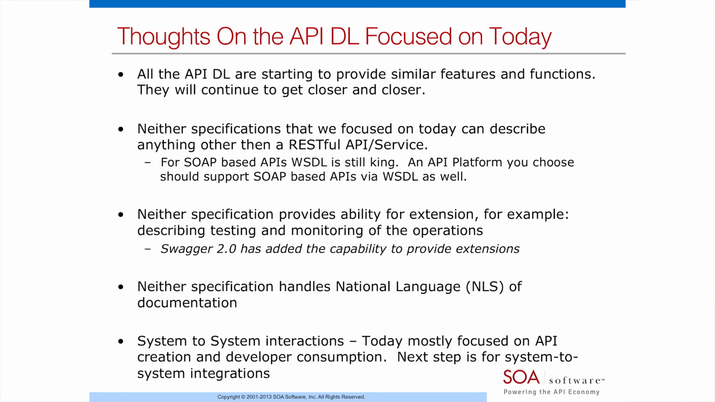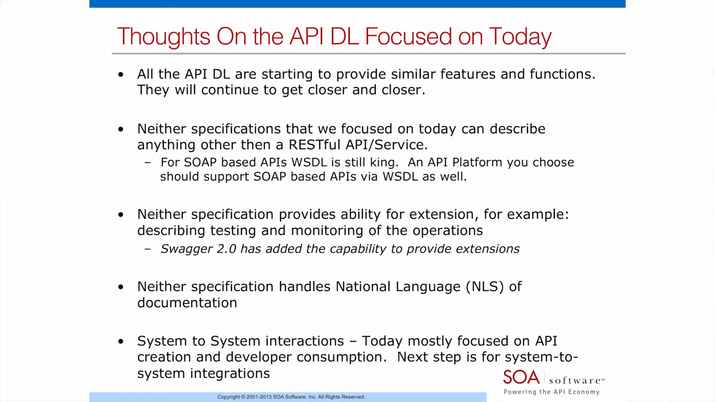Neither of these specifications provide for an extension. So for example, if we want to extend the specification to have criteria around setting SLAs or monitoring of these specifications. Now, that was a comment because I wrote this presentation at the beginning of September, but Swagger came out with their specification in the middle of September. Swagger does now have the capability to provide extensions. Okay, so that's a nice thing from a Swagger point of view.